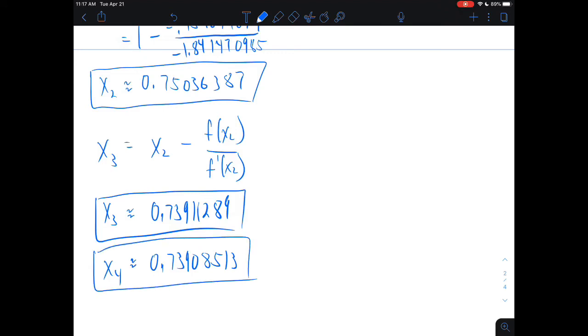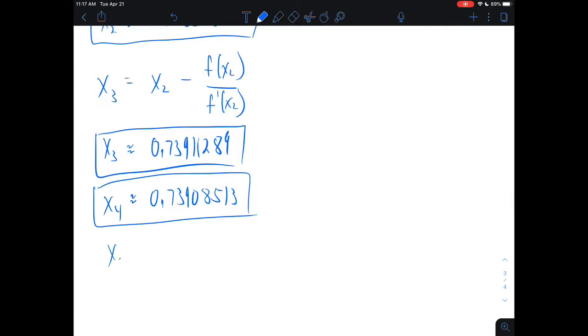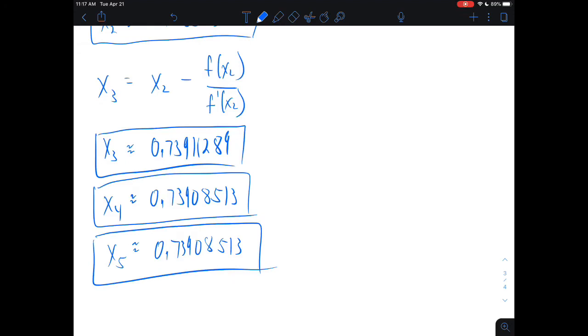and then x5 will be approximately 0.73908513. And you can notice that since we just started to repeat ourselves, we're already done. So just after a couple of steps, we can see that the root is approximately, and since we only needed 6 decimal places, 0.739085.